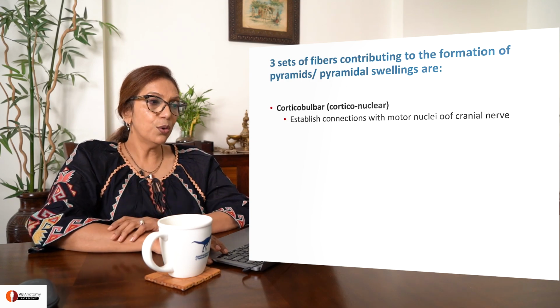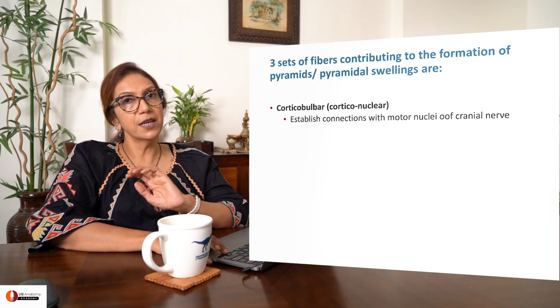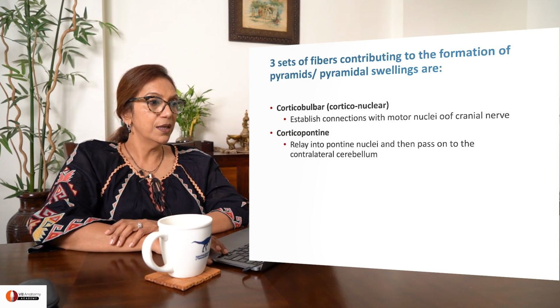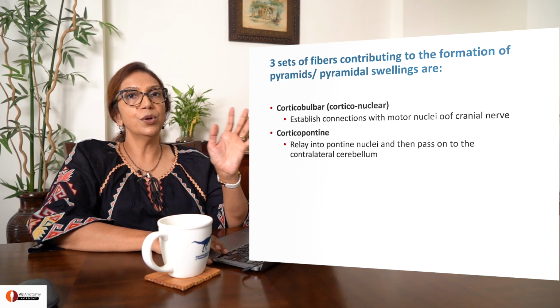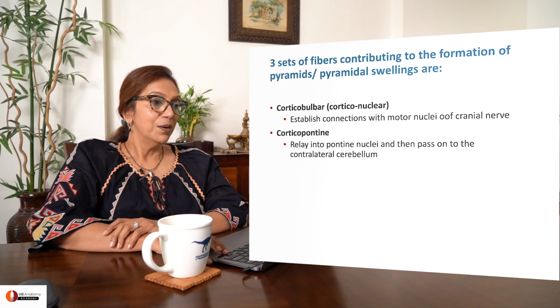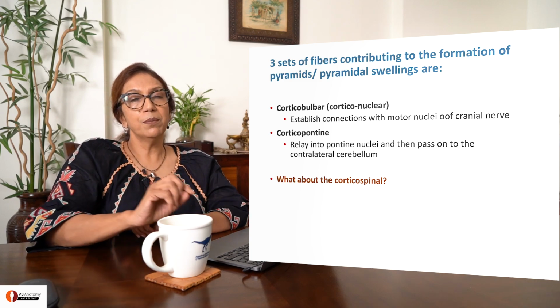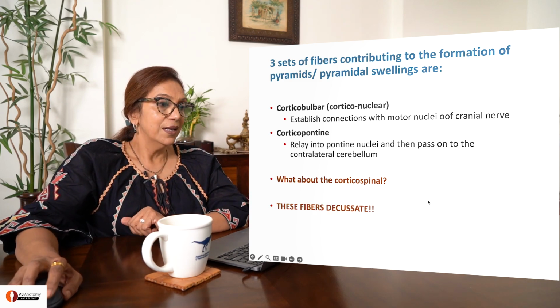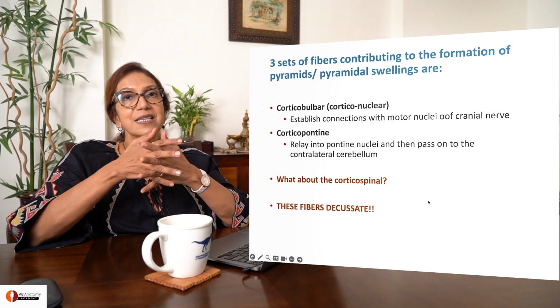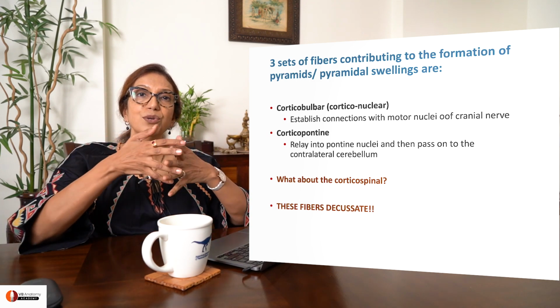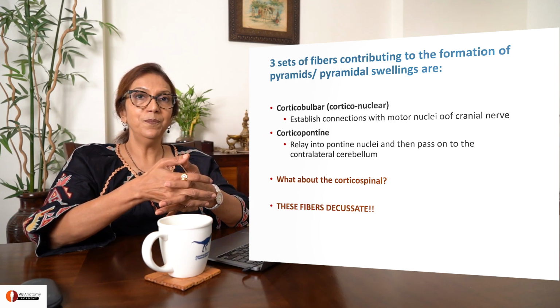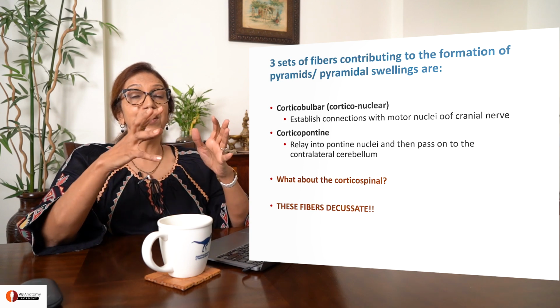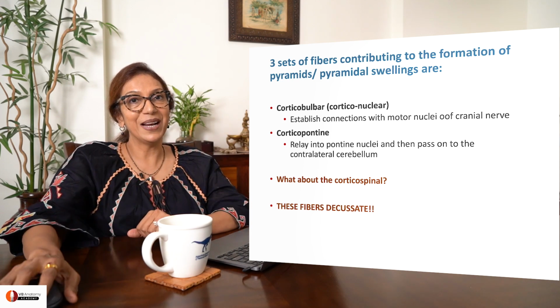So we know corticobulbar are going to stimulate cranial nerve motor nuclei. We know corticopontine are going to inform cerebellum. Let's learn a little bit more about these corticospinal fibers. What happens? So these fibers decussate. They cross over in the midline. Let's get ready for an event in medulla oblongata.